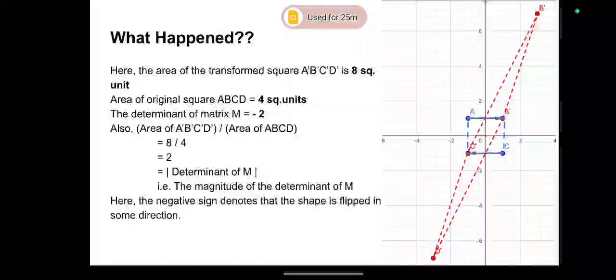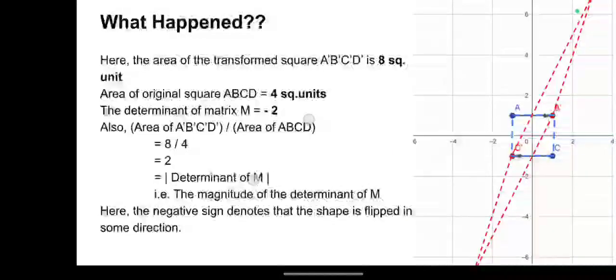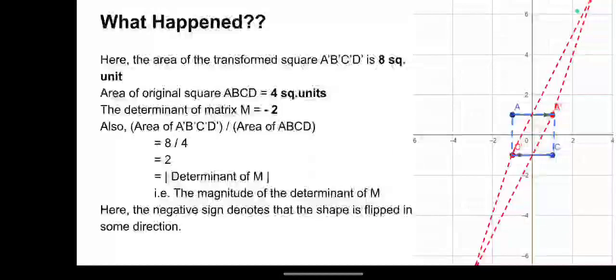So the B and D points are in the same quadrant, but A and C have flipped directions. So you can imagine a shape changing its orientation and flipping. Now let's look at the values here. The area of the transformed square A'B'C'D' is 8 square units here.